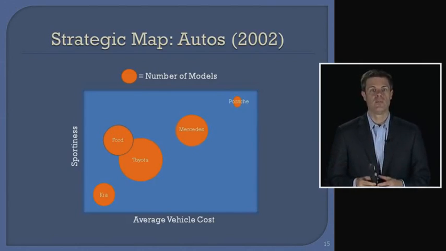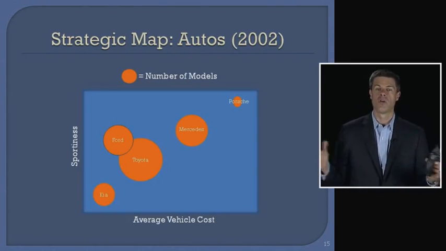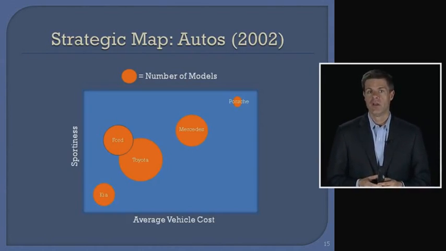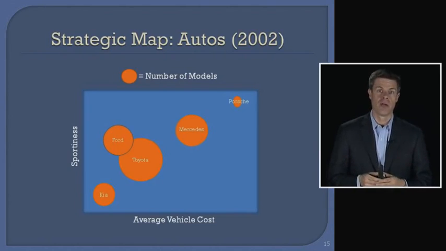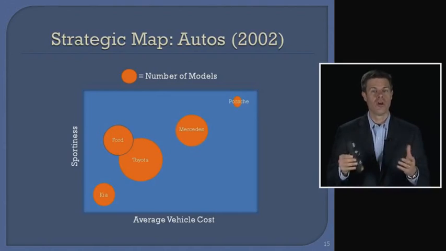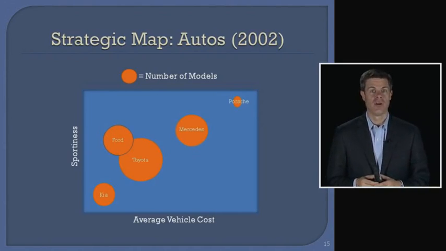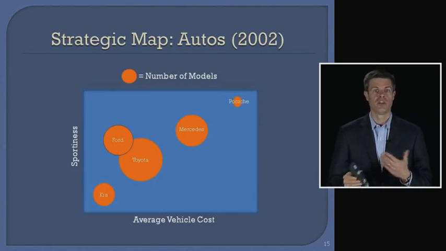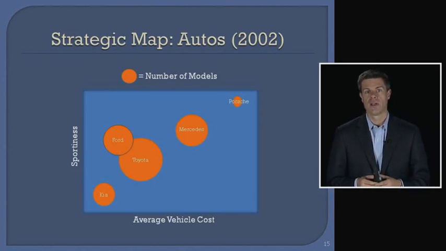We have Mercedes. Mercedes, higher on sportiness, maybe higher on average vehicle cost, a broader array of vehicles that they offer. This would be perhaps a differentiation strategy. We look at Ford, similar number of models, lower average vehicle costs, and perhaps a little bit lower in terms of sportiness. This would maybe be a cost leadership strategy. And then Toyota, as we talked about, as an integrative strategy, trying to be both differentiated and low cost simultaneously.